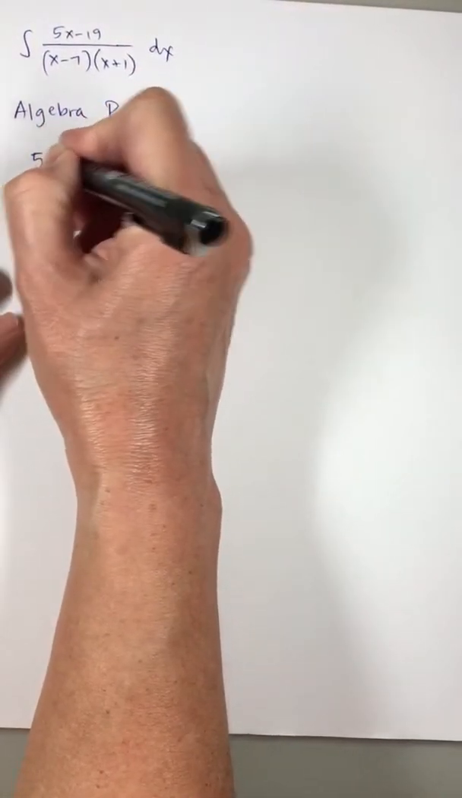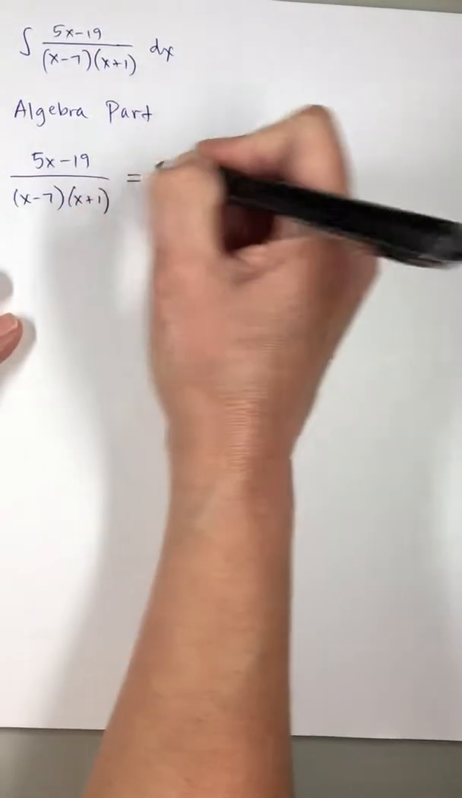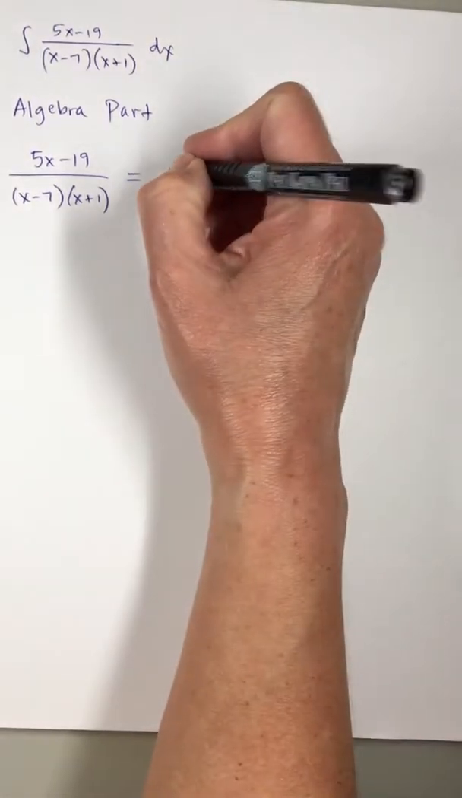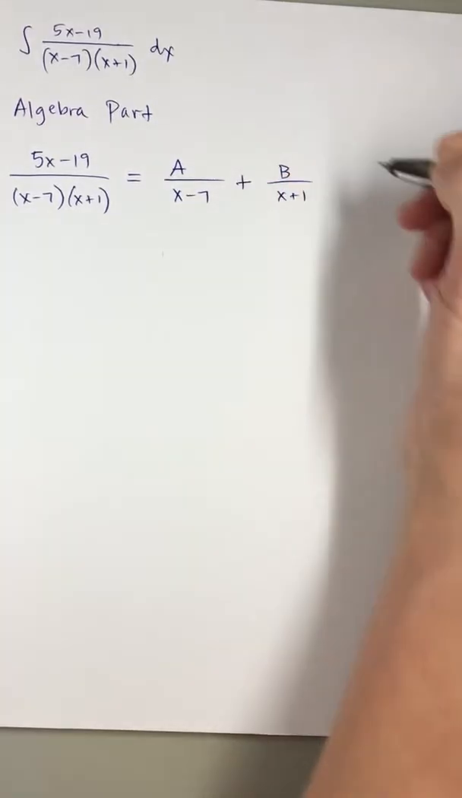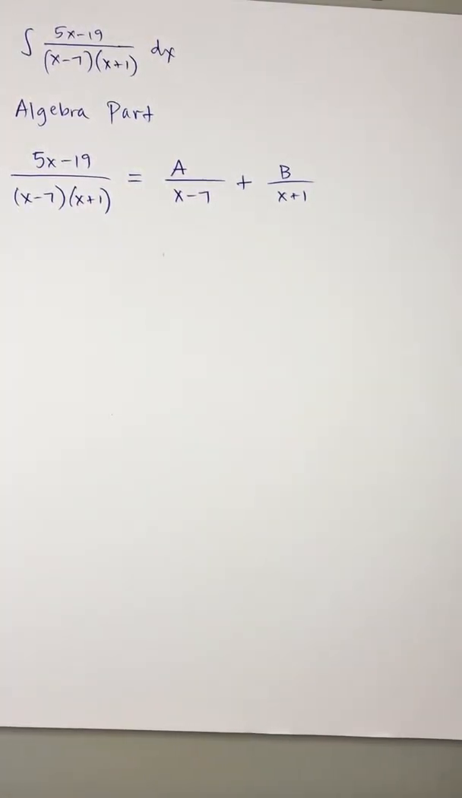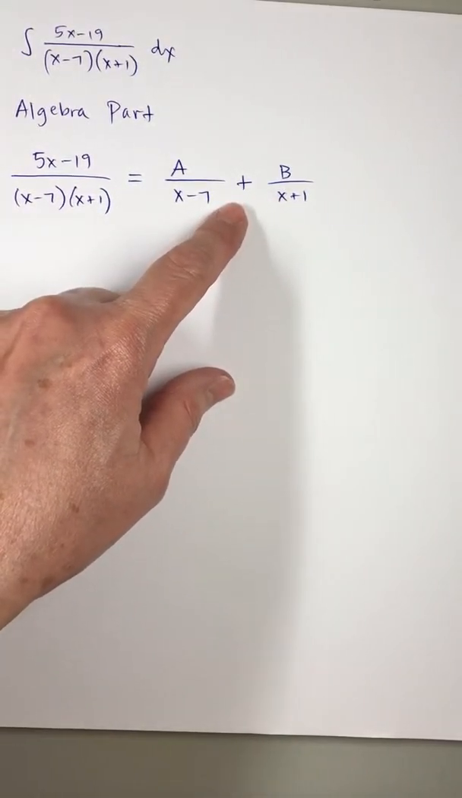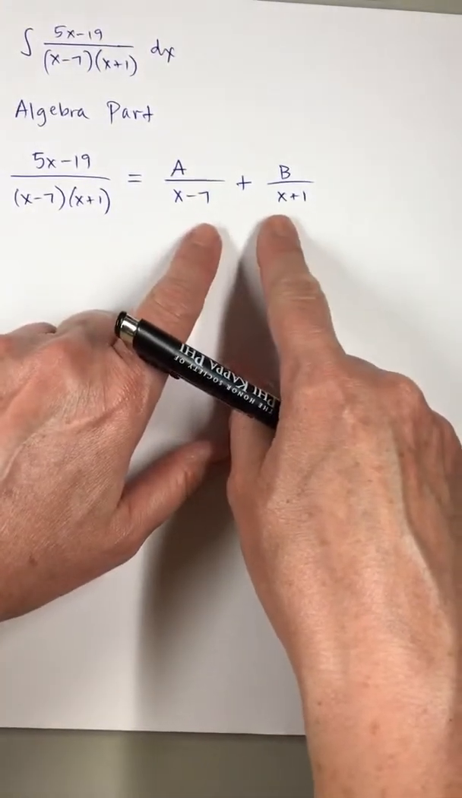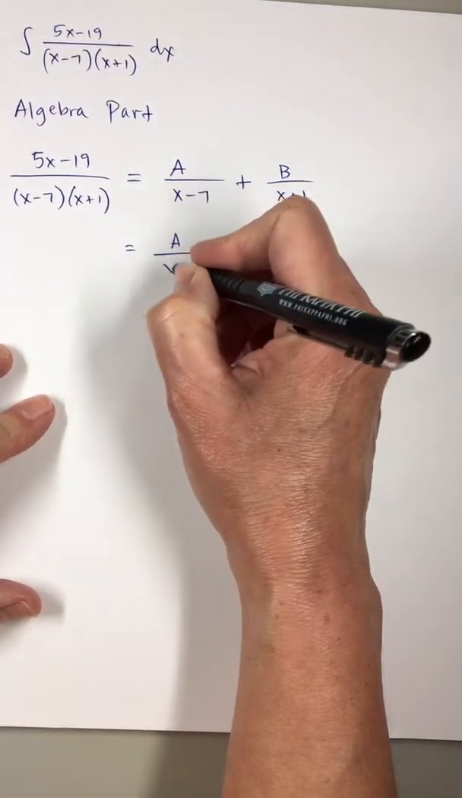So I'll take 5x minus 19 over x minus 7 times x plus 1, and I'll say this is going to equal a over x minus 7 plus b over x plus 1. And one of the ways to proceed would be to do what I did yesterday, showing you how to add two fractions where you have to get a common denominator. We're really going to work with this side and add these two fractions.